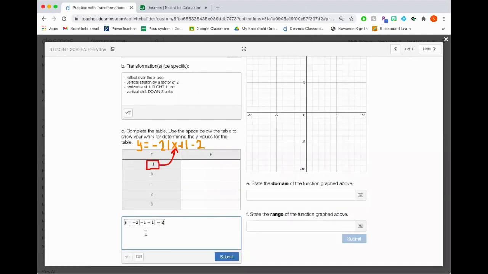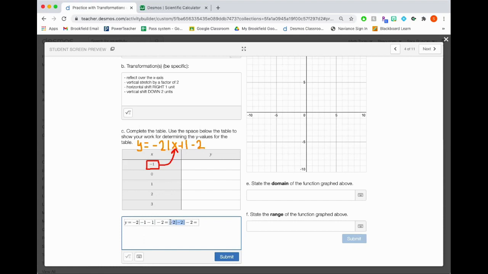All I did was replace that x with -1. Work inside out, PEMDAS, inside out. Absolute value bars are just like parentheses. So I'm going to have -2 times the absolute value of -1 minus 1, which is -2, minus 2.